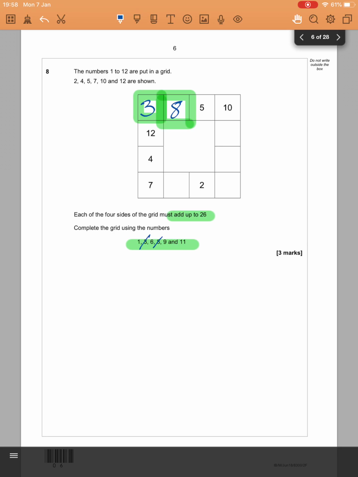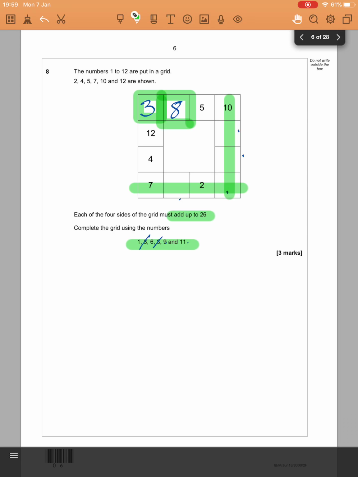Now you've got to fit in the next numbers. 1, 6, 9 and 11, they're the ones that are left, have got to fit in these 4 spaces here. And you've got to make sure that each row, so this row here, has got to add up to 26, and this one here has got to add up to 26. So just arrange those numbers so as you get the right answer.